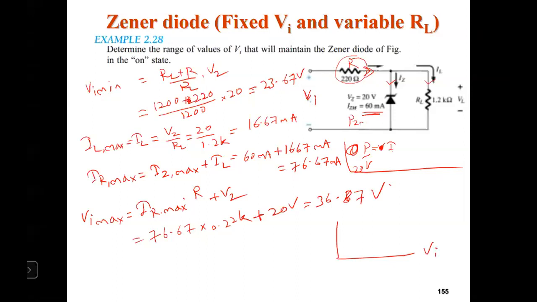So that means this is the range of Vi for which your VRL is maintained at 10 volt, or the diode is at constant. Let us say Vi min is 23 point something, and here it is 36.87. In between this range it is at 10 volt, not 20 volt. Okay, got this one? We'll go to the next problem.